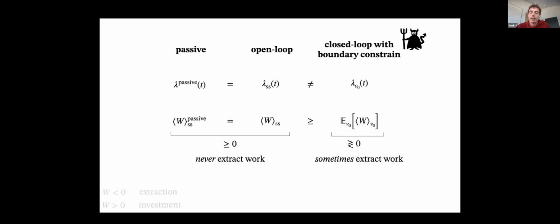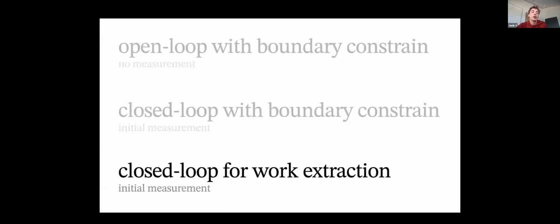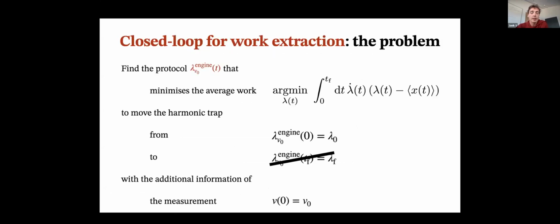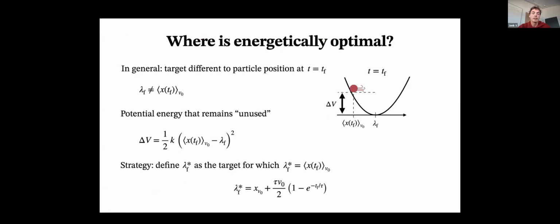Note that this expression here is set up in such a way that we can extract work sometimes, but not always. It's lower than the open loop case, but we may not always extract work. So the natural question arises, is there a way to always extract work? And that's the final protocol I want to present to you. The setup here is the same, except that we now relax the boundary condition. We get rid of this second condition here and basically say we want to position a trap wherever it's energetically optimal, okay?